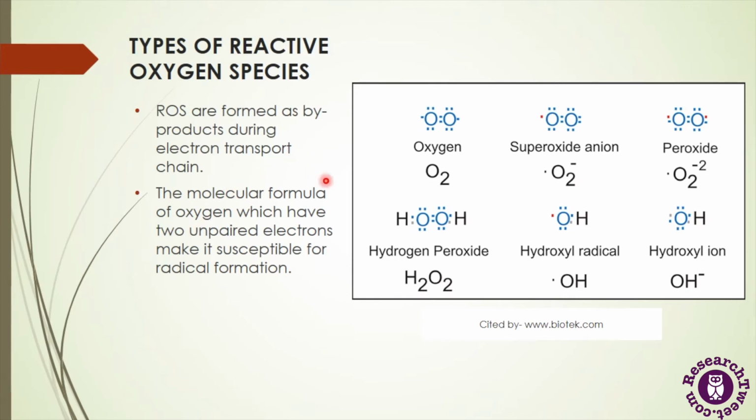Now we know that molecular oxygen has 2 unpaired electrons in its outermost orbital, and this makes it susceptible to radical formation. Because oxygen has 2 unpaired electrons in its outermost orbital, it wants to become stable or complete its octet, and for this it makes bonds with several biomolecules of our body. So it forms different types of species which act as reactive oxygen species and are damaging for our body. The types are superoxide anion, peroxide, hydrogen peroxide, hydroxyl radical or hydroxyl ion.